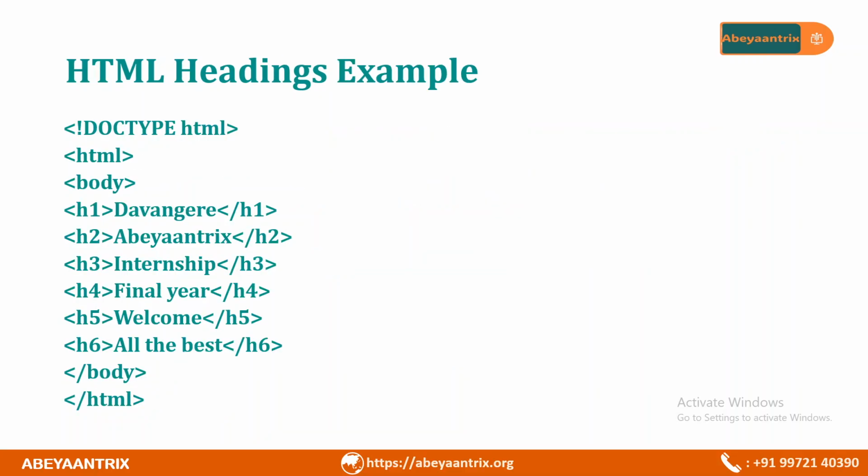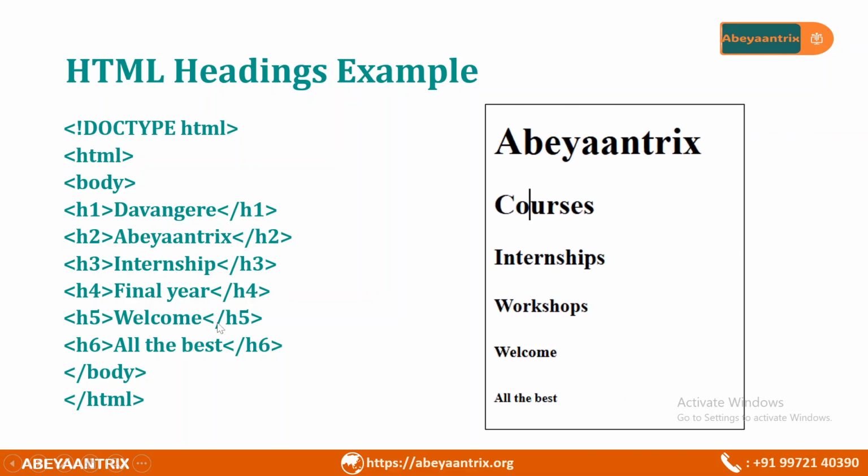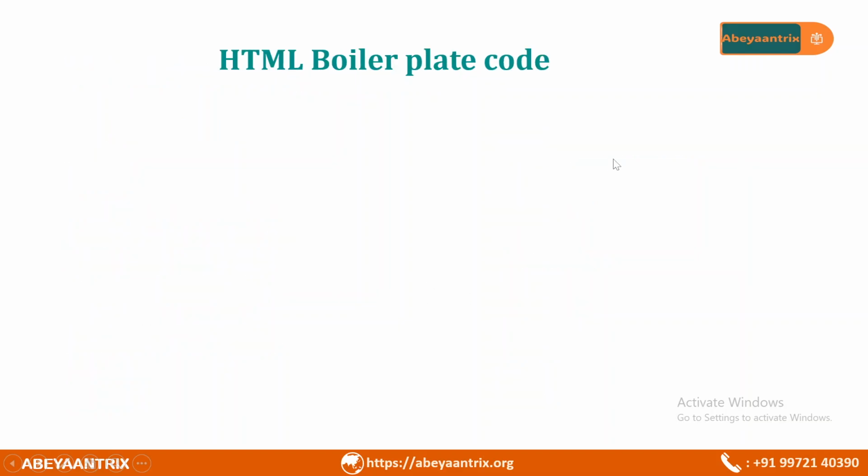Okay, in this example you can see HTML headings example, with the basic HTML tags. Inside the body we are writing H1, H2, H3, H4, H5, H6. Up to H6 we have written different statements. In the output you can see it like this: Abhiyantriks course. Okay, I think Davangere is missed here. Davangere is the top one. Then Abhiyantriks internships. So this is a different output.